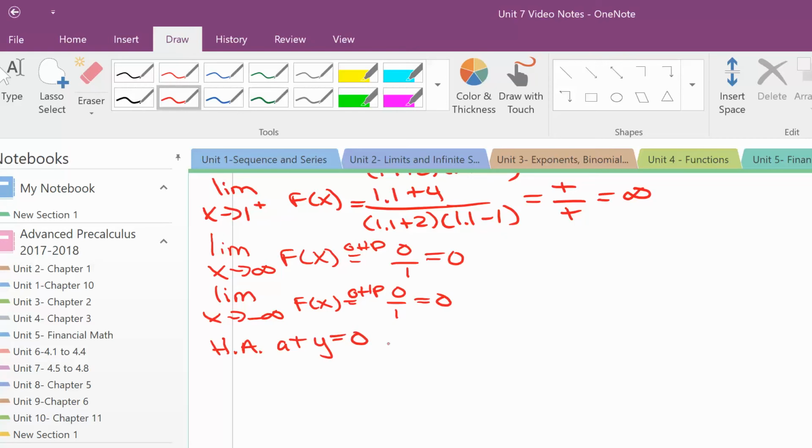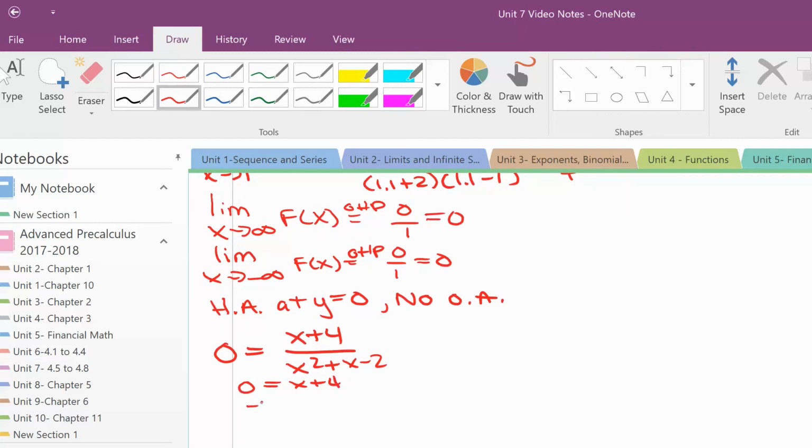All right, so then that means there's no oblique asymptote, which means to find where it intersects, you would set x plus 4 over x squared plus x minus 2 equal to 0. So that means 0 equals x plus 4, and negative 4 equals x. So the horizontal asymptote is intersected at negative 4 for x and 0 for y, because that's what we put in.